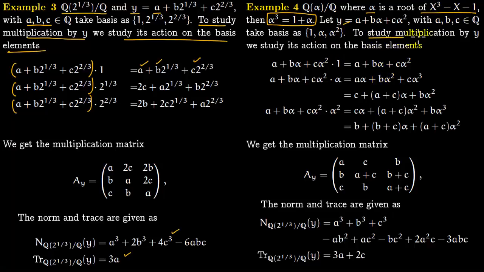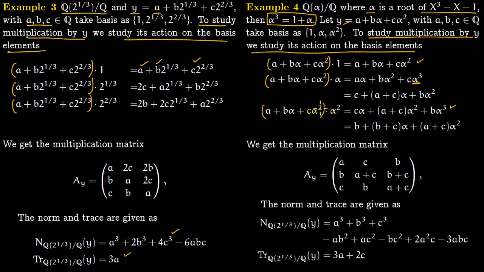To study multiplication by y, we study its action on the basis elements. Again you take this y, multiply it with the first basis element 1, multiply with the second basis element, and multiply with the third basis element. You multiply with 1, everything remains the same. You multiply here, you get alpha cube. This alpha cube you replace with 1 plus alpha. So you get c plus a plus c alpha plus b alpha square. Similarly here, every time you get alpha cube, you replace it. So we will get something like this.